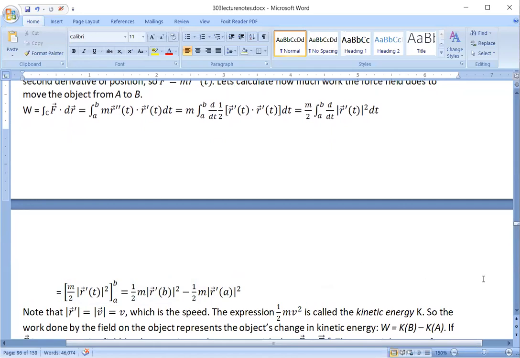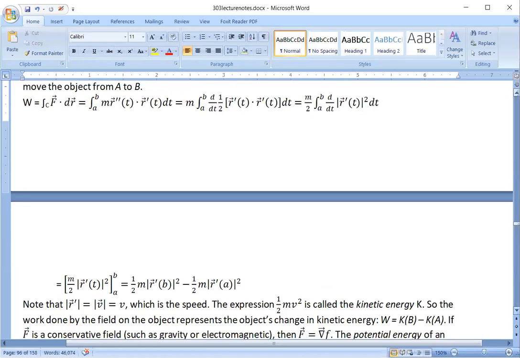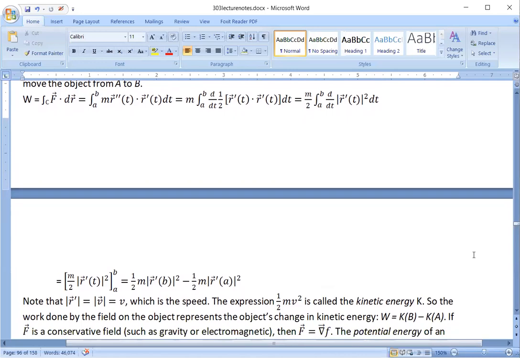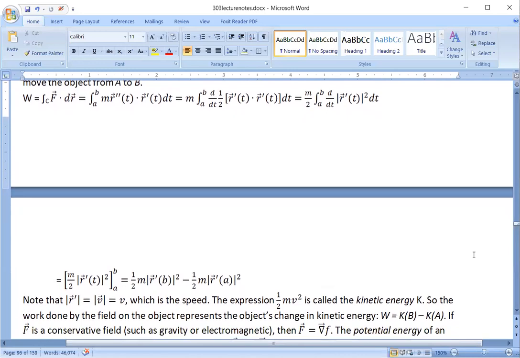So what we just showed is that, and that's called K, the work done by the field on the object represents the object's change in kinetic energy. So K at the ending point minus K at the beginning point, that's the work. And notice that this is true for any force field.